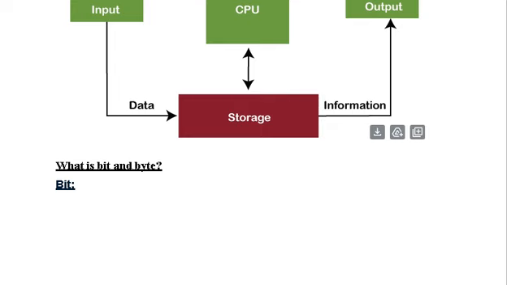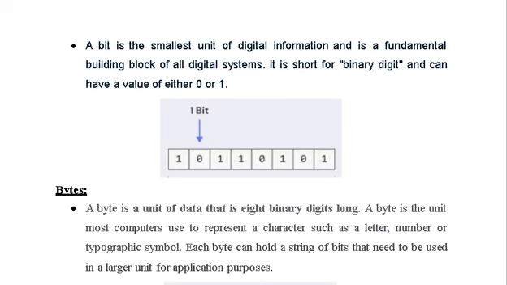So what is bit and byte? A bit is the smallest unit of digital information and is a fundamental building block of all digital systems. It is short for binary digit and can have a value of either 0 or 1. A byte is a unit of data that is 8 binary digits long. A byte is the unit most computers use to represent a character such as a letter, number, or typographic symbol. Each byte can hold a string of bits that need to be used in a larger unit for application purposes.